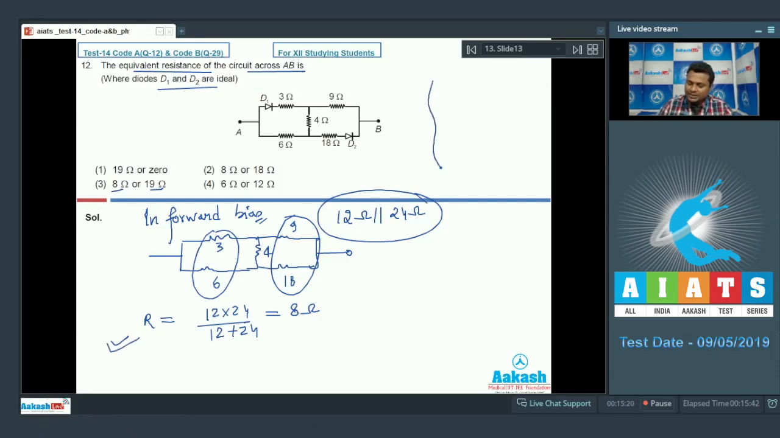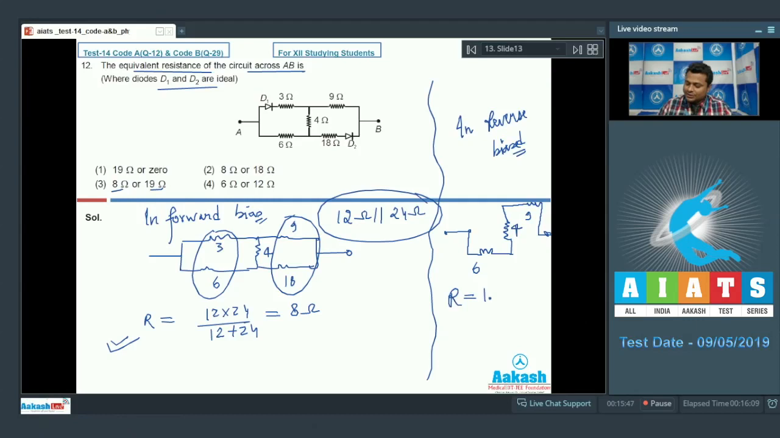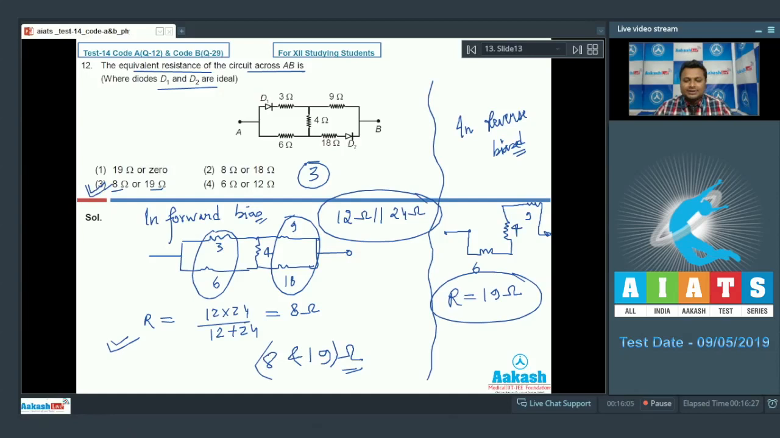Now let's talk about reverse biased. In reverse bias condition, the diode will be open circuited and the equivalent circuit can be like this, that is 6, 4 and 19. All of them are in series connection. So net resistance is what? 19 ohm. 6, 4, 10 plus 9, 19. So the possible values are 8 and 19 ohm. Option number 3 we can go with, which is absolutely correct. Now move on to the next, that is number 13.